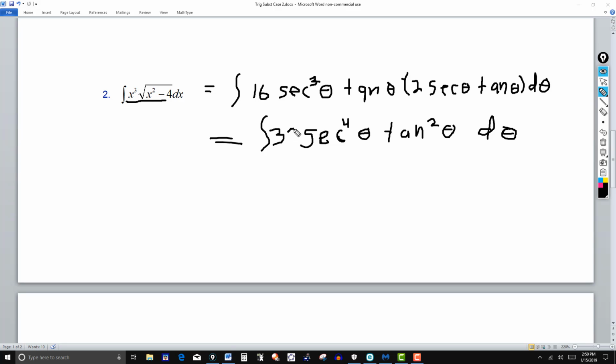Now I've got an integral involving the trig functions secant to the 4th theta and tangent squared theta. You have to play around with this and see if you can do a standard u substitution here. Well, I know the derivative of tangent is secant squared. So let's do this. I'm going to put the 32 out in front of the integral. So let's break this up.